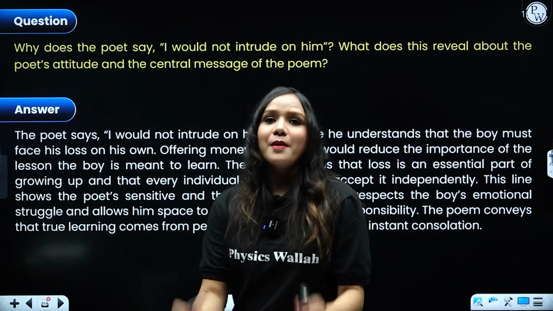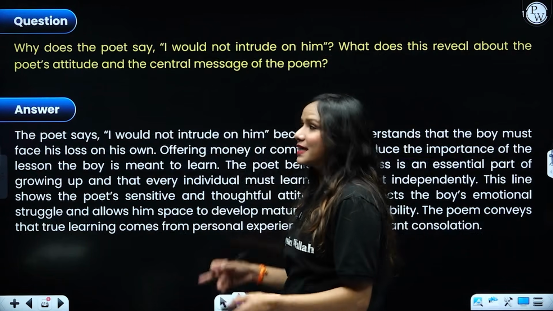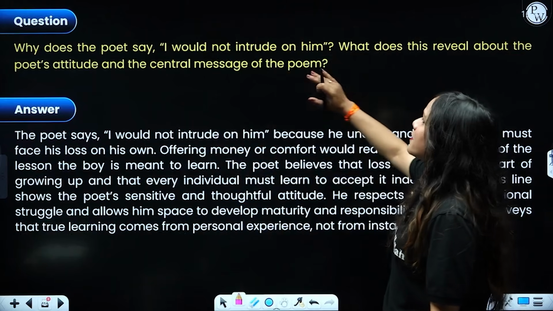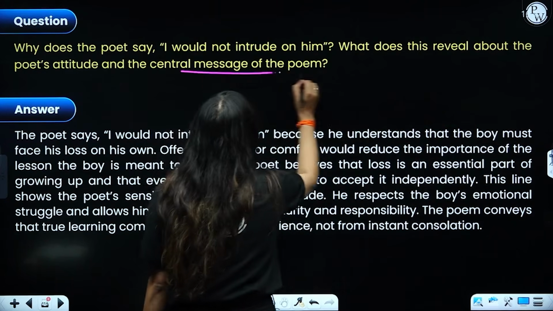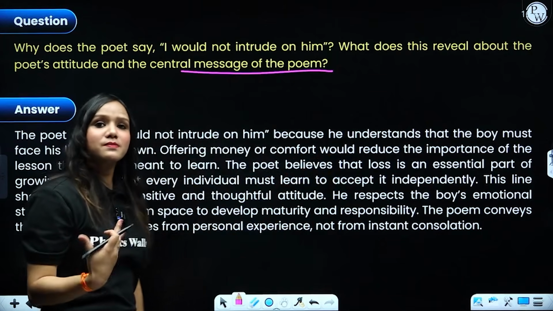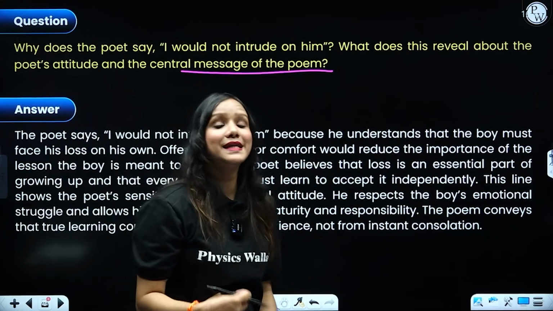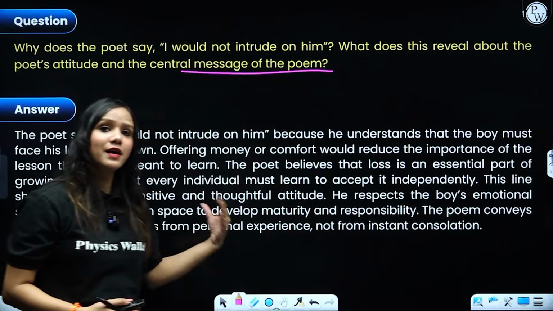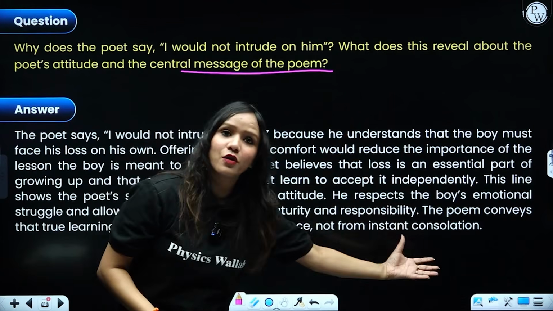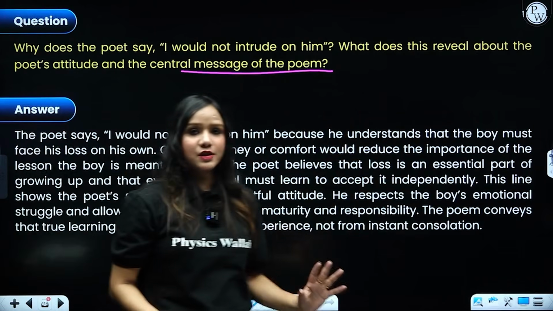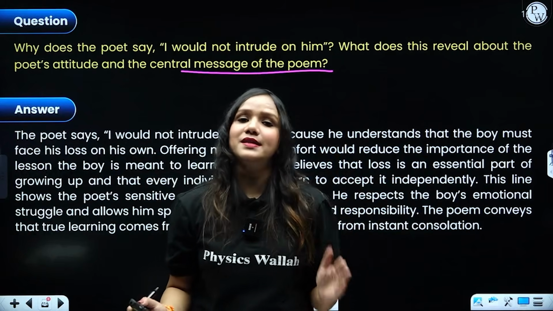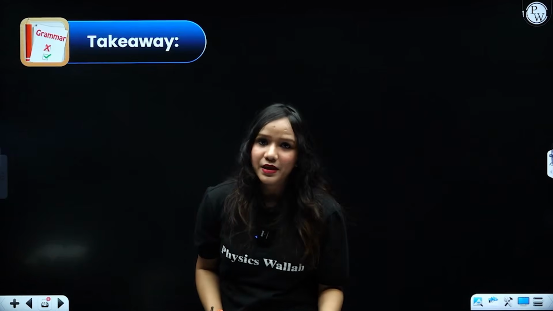My dear students, please go through each and every question that we are discussing in the class. Why does the poet say, I would not intrude on him? What does this reveal about the poet's attitude and the central message of the poem? So this poem talks more about the message of the poem and the sense of responsibility that the boy has learnt over that period of time after that loss of the ball. So please go through this answer as well. This will definitely teach you how to write effective answers in your upcoming board examination.